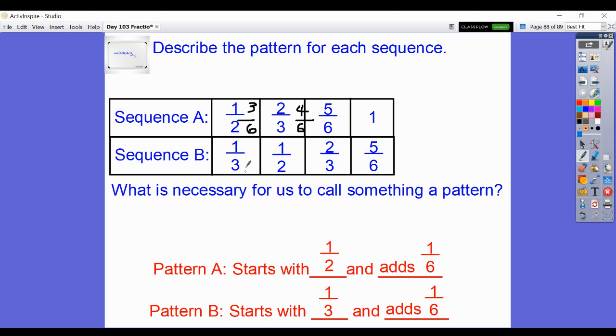On sequence B, 1/3 add 1/6. Well, 1/3 is equal to 2/6 because 2 times 3 is 6, 2 times 1 is 2. Remember, whatever you do to the denominator, you have to do to the numerator. 2 times 3 is 6, 2 times 1 is 2, 2/6. 2/6 plus 1/6 is equal to 3/6, which is 1/2. 3/6 plus 1/6 is 4/6. 4/6 is equal to 2/3. And 4/6 plus 1/6 is 5/6. Okay? Hopefully you got that.